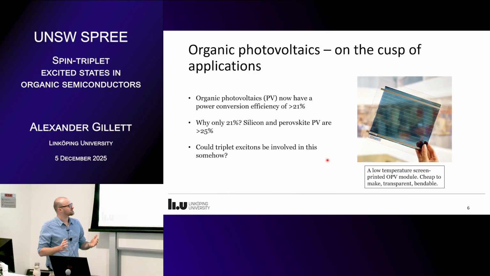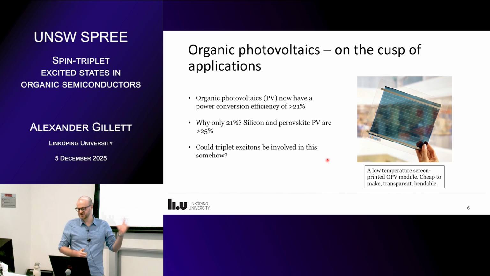One of the things that's quite surprising is that organics work so well, given the fact they're pretty impure, disordered semiconductors. One of the questions I'm interested in as well: they're doing pretty good, 21% efficiencies, but why aren't they better? Why aren't we getting up to 25% like silicon and perovskites? And the question I'm interested in is, are these spin-triplet excited states involved somehow in why they aren't as efficient as they could be?